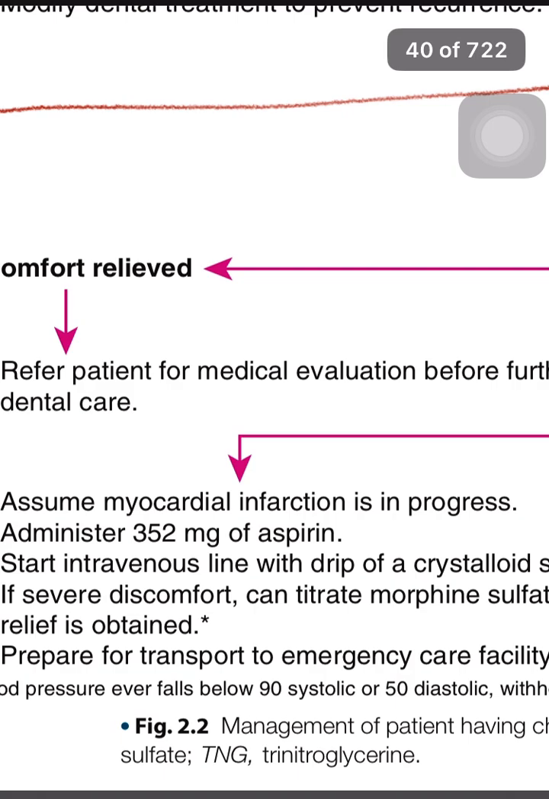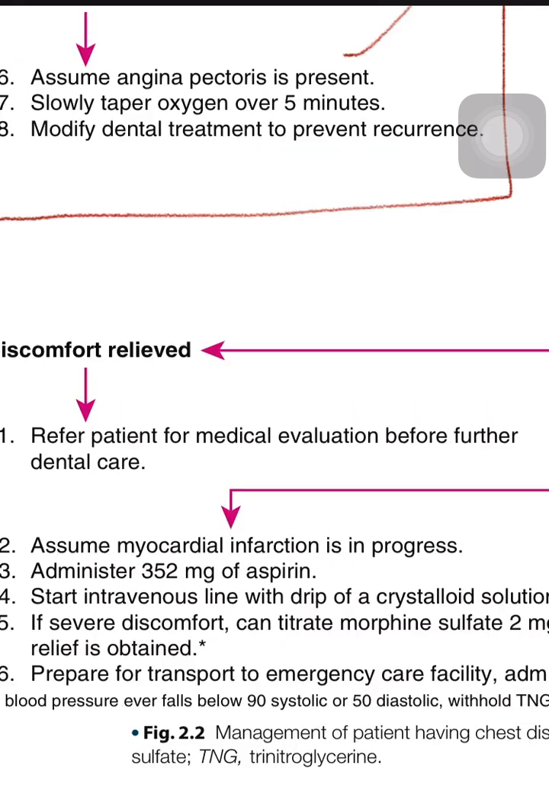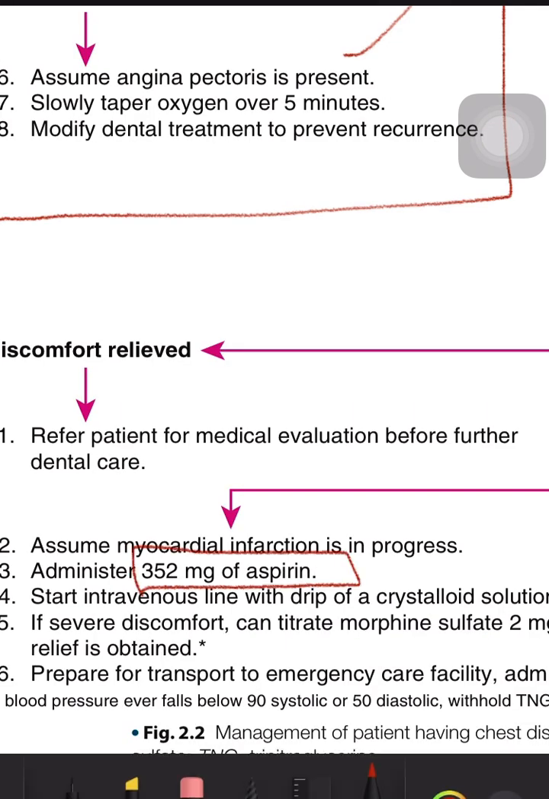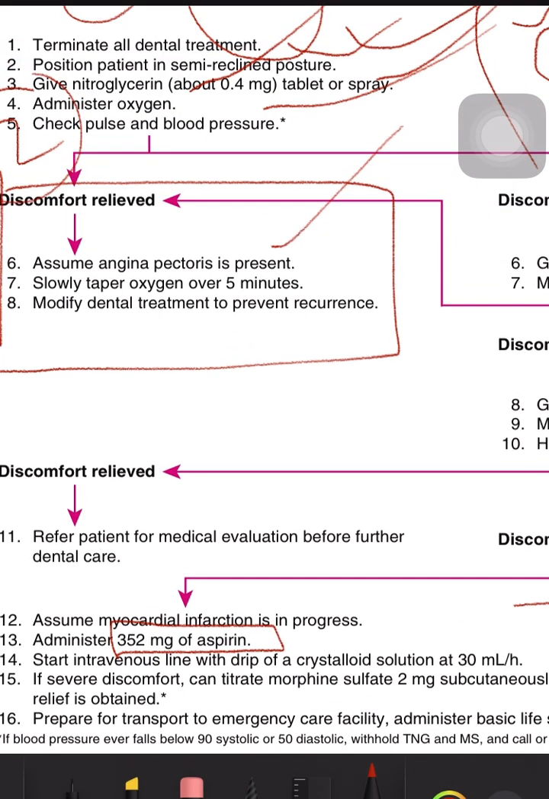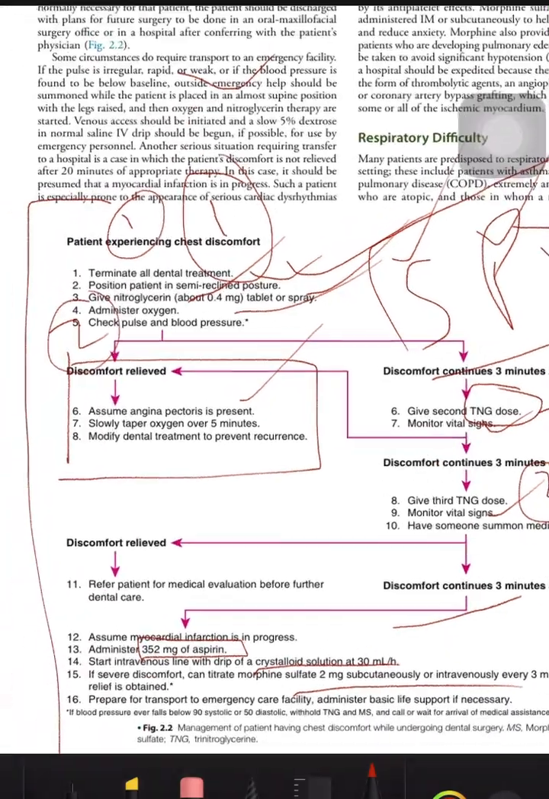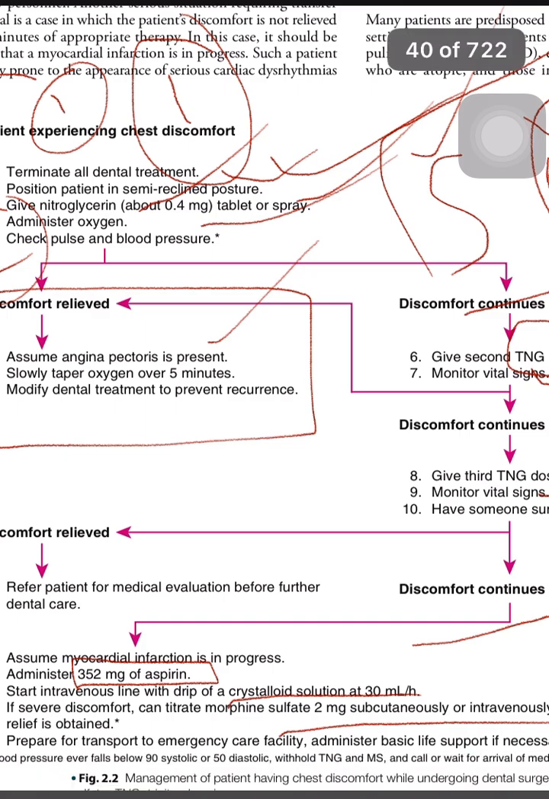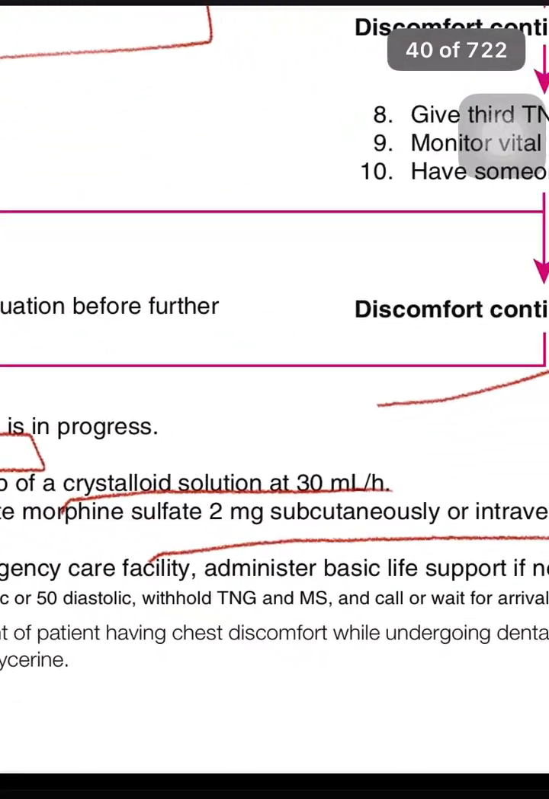We have to now ask the patient to chew 325 milligram of aspirin. Okay, so this is super important. Just remember its dose and what drug we have to administer in myocardial infarction. Along with it, give a crystalloid solution through an IV line. And if severe pain continues, then we have to titrate morphine sulfate 2 milligram and give it IM or IV every 3 minutes. So that's how it is. Prepare for transfer to the hospital and start BLS if cardiac arrest occurs.